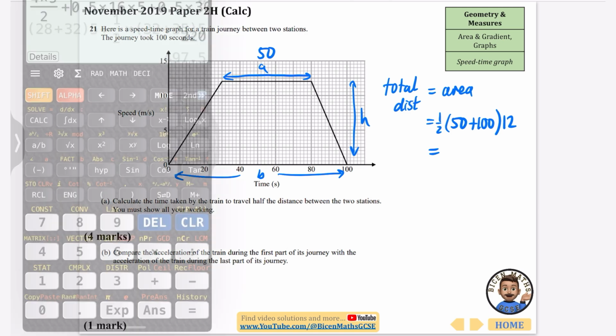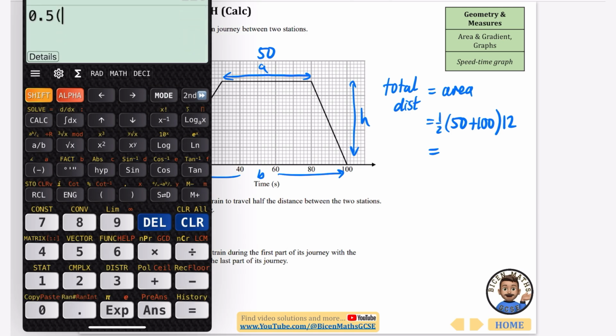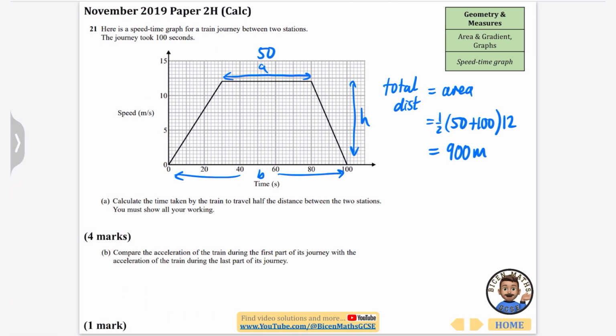So I'm going to just quickly put that on the calculator. I'll do my quick method. So that's a half, 150 multiplied by 12. So the total distance is 900 meters. And they've said find the time taken to travel half the distance. So half the distance, half of 900 is 450 meters. So I need to find out how far 450 meters is going to be.